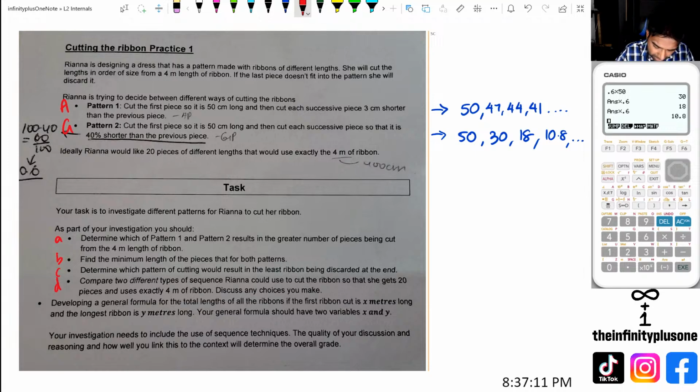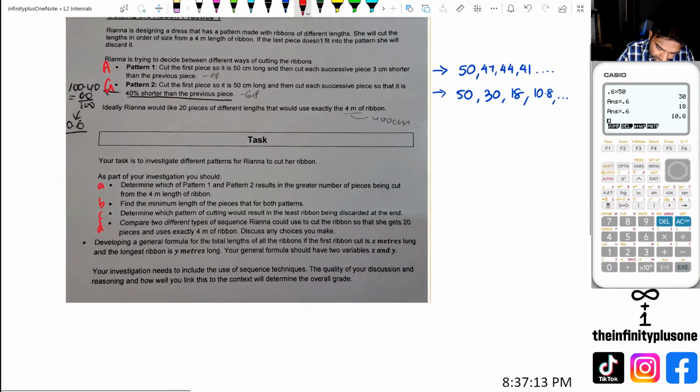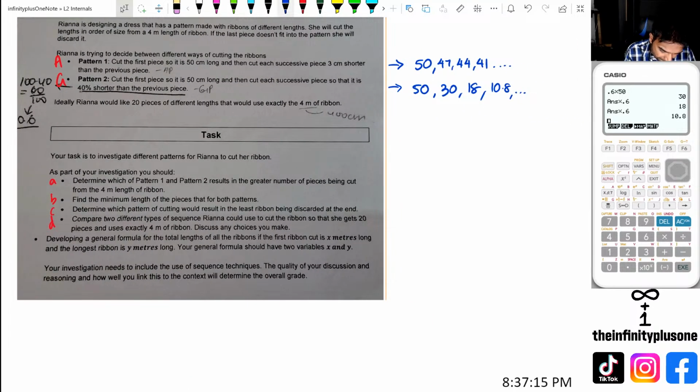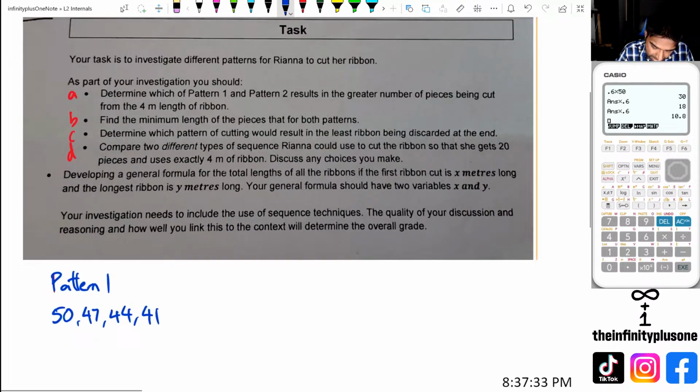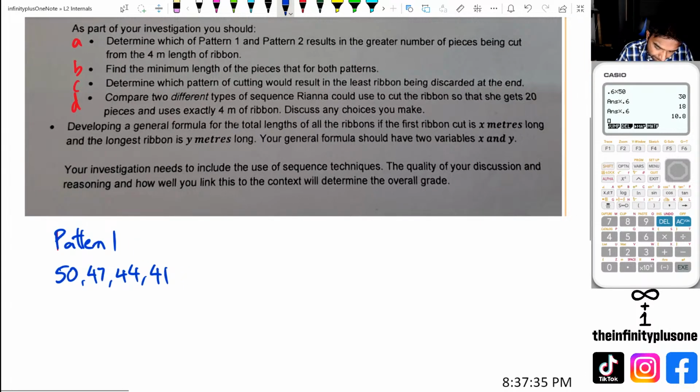All right, so let's just look at the first one. I am going to be looking at pattern 1 first. Pattern 1 starts off from 50 and it goes to 47, 44, and 41. Now, what's happening to these numbers? These numbers are actually reducing by 3.